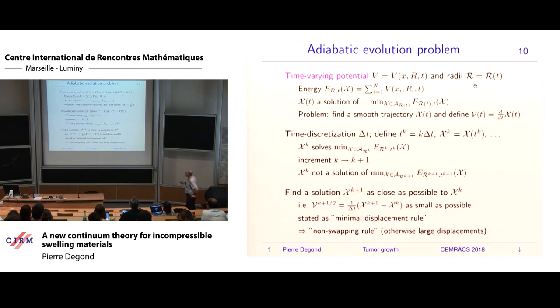So if you imagine that this is possible, then you can define the discrete velocity like this. And so if xk plus 1 is as close to xk, that means that the velocity is as small as possible among the solutions. So this is what I'm going to call the minimal displacement rule. And as a consequence, I have another rule, which is a non-swapping rule, in the sense that when you grow, then at some point you cannot swap your position, right? Because this would make a big jump in the solution, right? So we will see the role of this non-swapping rule later.